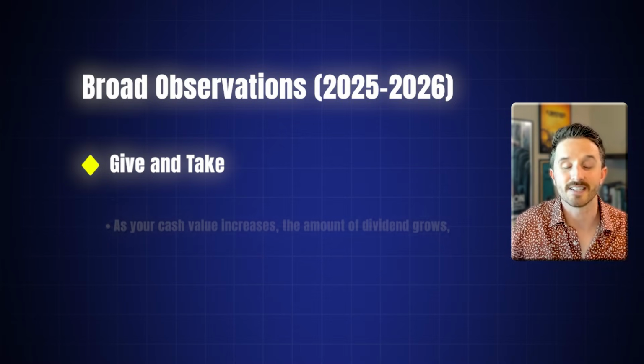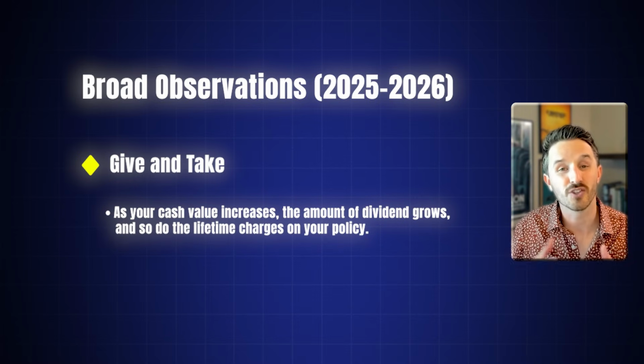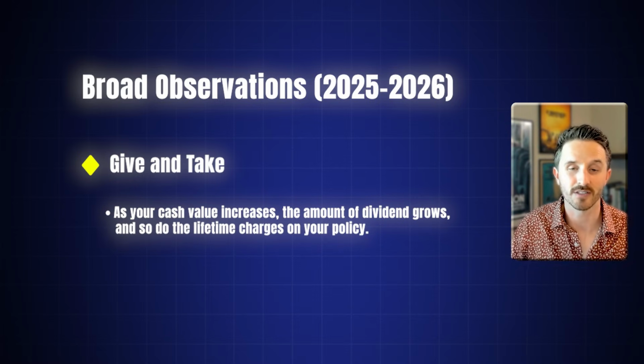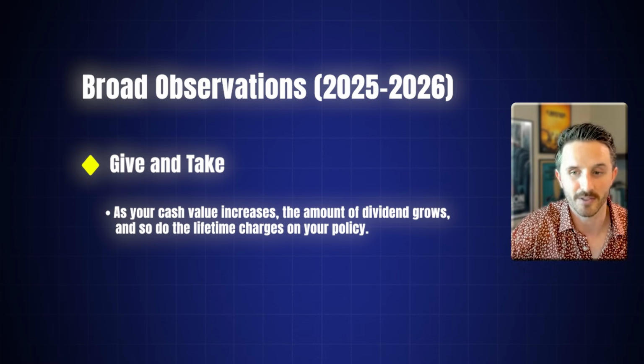Now, the give and take here is that as your cash value increases, the amount of your dividends grows, and so do the lifetime charges on your policy. So as your cash value starts to go up, your internal net charges are going to go up as well. What are we going to do with all that information? Well, the thing we're going to do is we're going to compare it to the most similar asset that we possibly can, which is a high yield savings account.